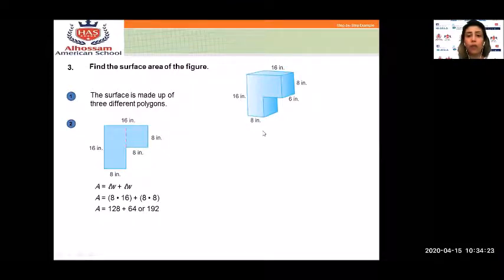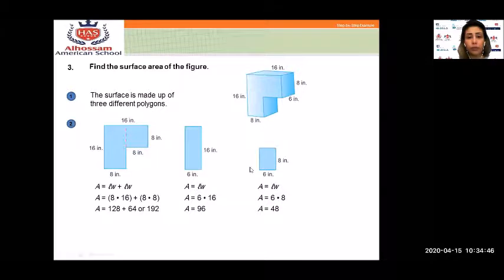Okay, I have another one. What is it? Let's see. I have that upper one, right? I have that one of 16 times 6. This is what I have, 16 times 6, the upper one. And then we have that small one, 6 times 8, which is 6 times 8.